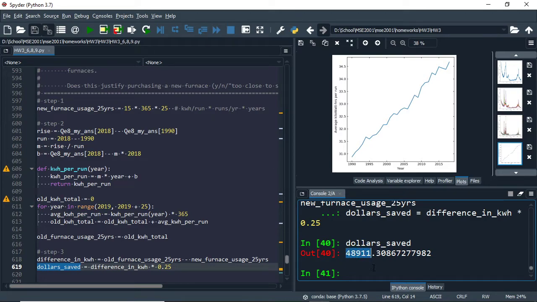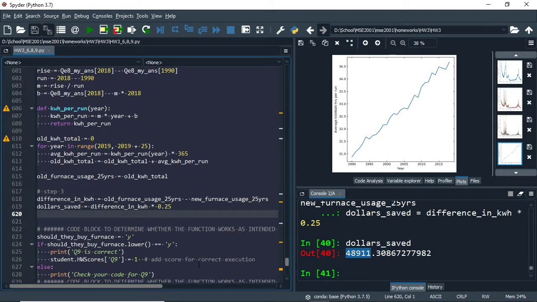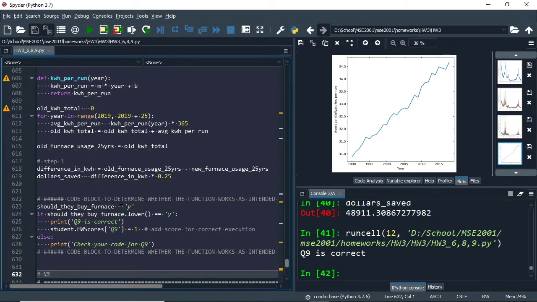So it looks as if we absolutely should buy the new furnace. So I'm going to say, should we buy it? Yes. I hit run. And you're right, we should buy the new furnace, because the answer says right there. Great. So hopefully you followed that.